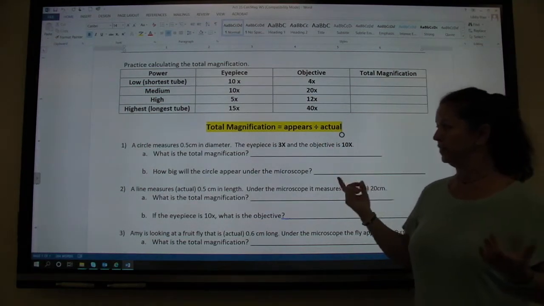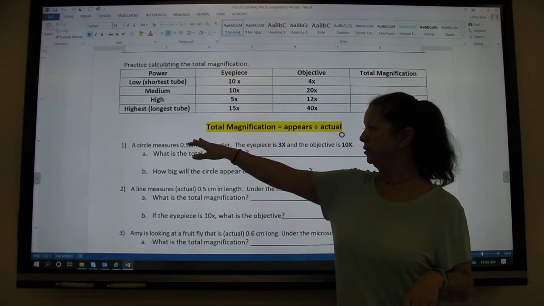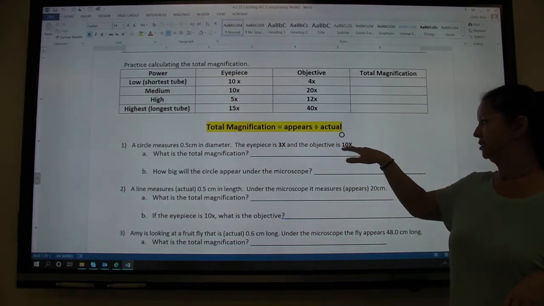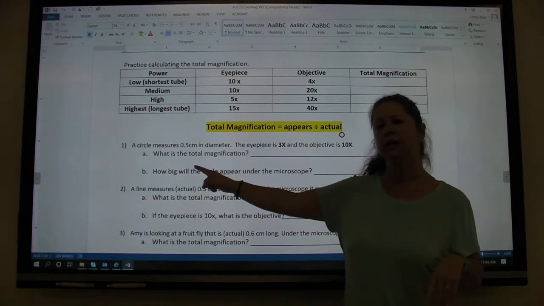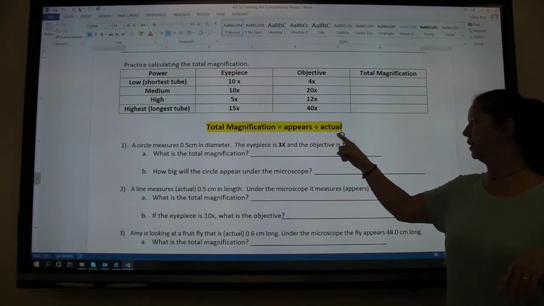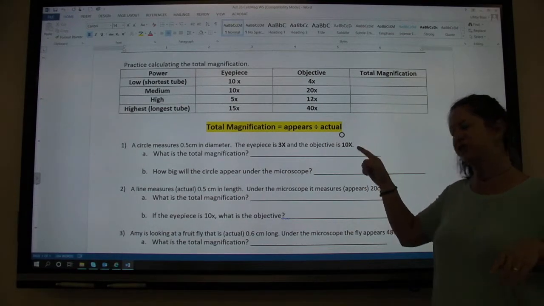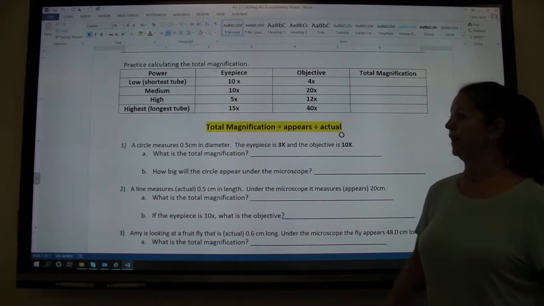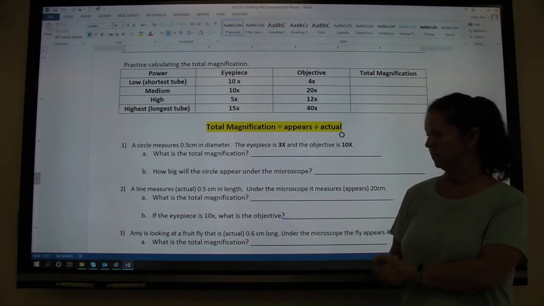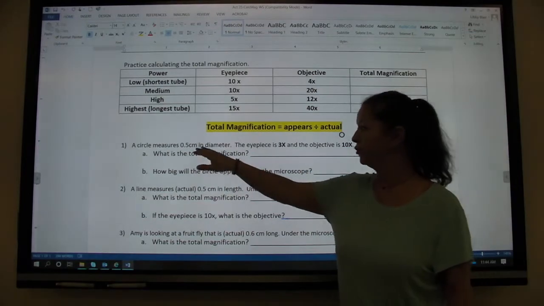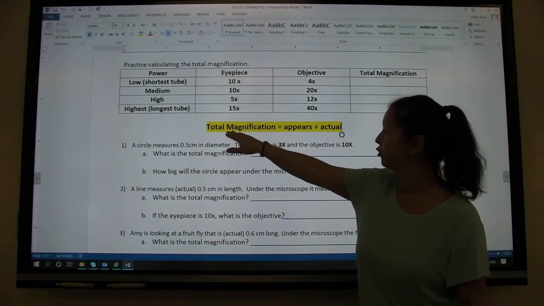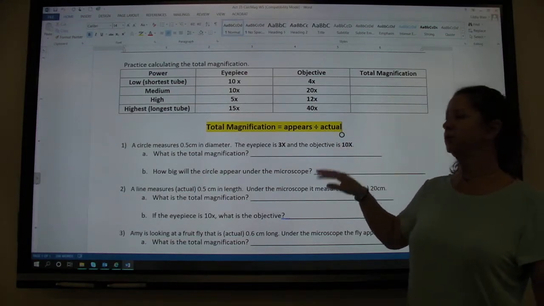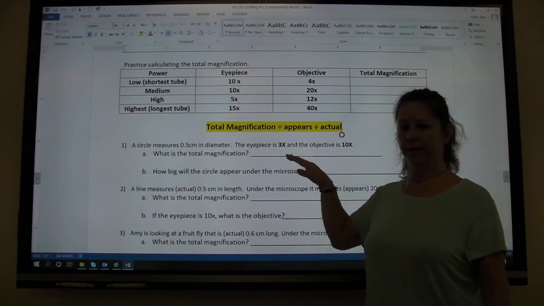All right. So for this one, we know that the circle measures 0.5. The eyepiece is 3x, the objective is 10. All right, total magnification. Eyepiece times objective, 3 times 10. So what's my total magnification? Now I have my total magnification. And I know how big the circle really is. So I have a total magnification and I have an actual. So that's where you have to flip this formula around.